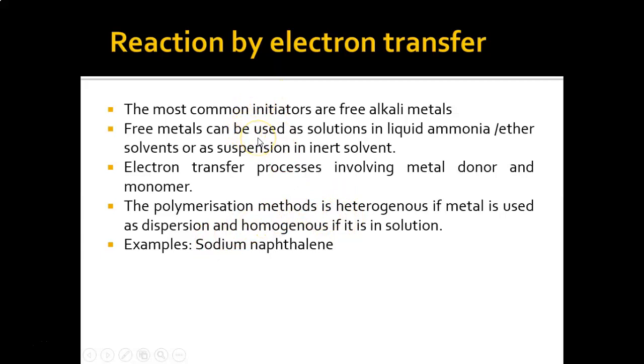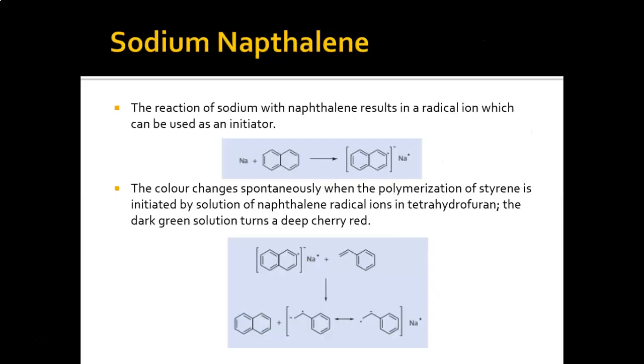For reaction by electron transfer, the most common initiators are free alkali metals. Free metals can be used as a solution in liquid ammonia as a solvent, or as a suspension in inert solvent. In the electron transfer process involving metal donor and monomer, the polymerization method is heterogeneous if the metal is used as a dispersion, and homogeneous if it is in solution. Heterogeneous means that the polymerization involves a catalyst which is not dissolved in the reaction. The catalyst must be separated through the filtration process.